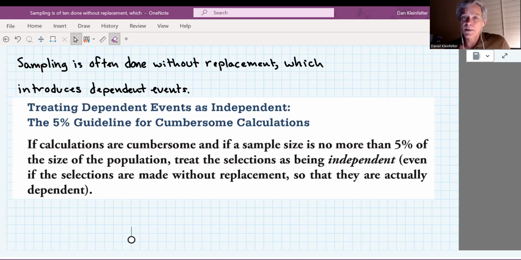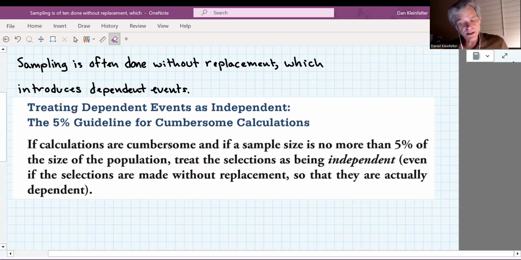Independence was one of the requirements. But the thing is that usually the number of participants is so large that the difference between treating it as independent and dependent is relatively small. And so here, that's what this part is about: treating dependent events as independent, the 5% guideline for cumbersome calculations.